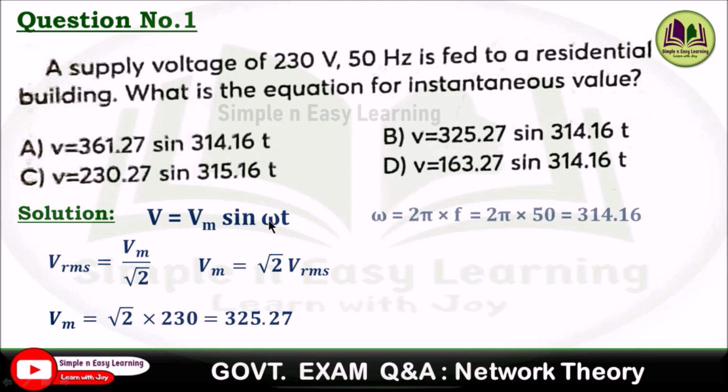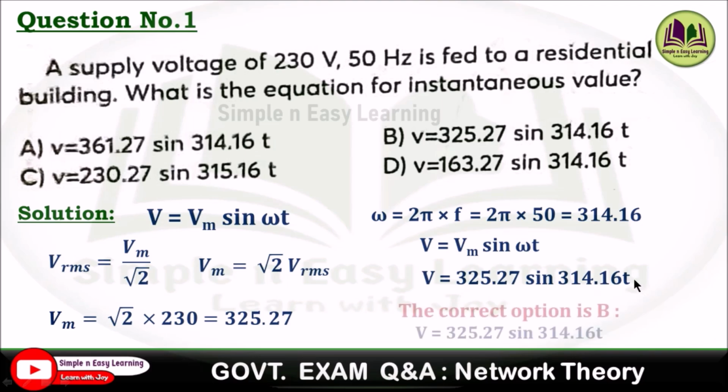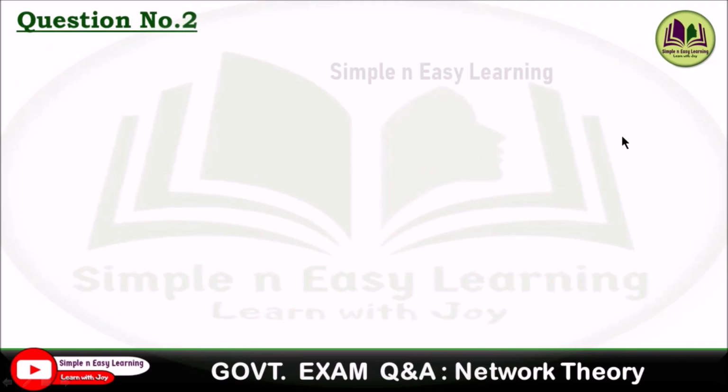Similarly, omega equal to 2 pi f. So 2 pi into 50, it is 314.16. So V is equal to 325.27 sin 314.16 t. So the correct option is B, V equal to 325.27 sin 314.16 t.